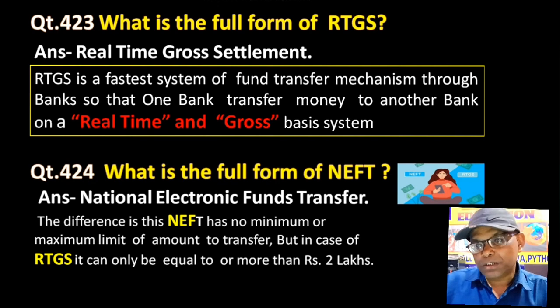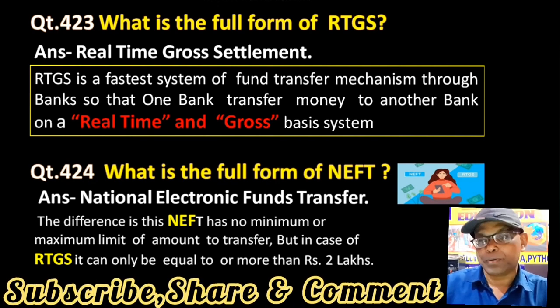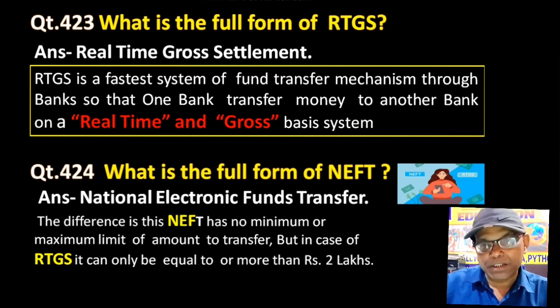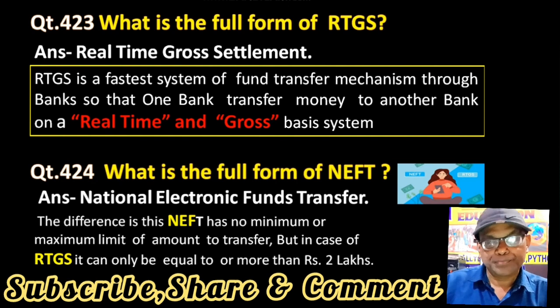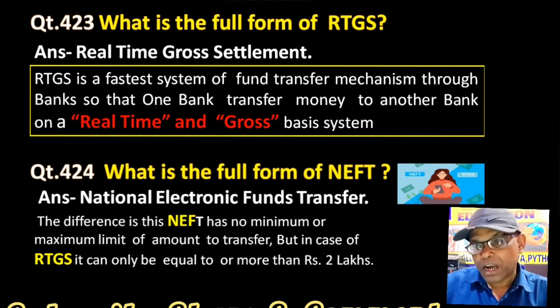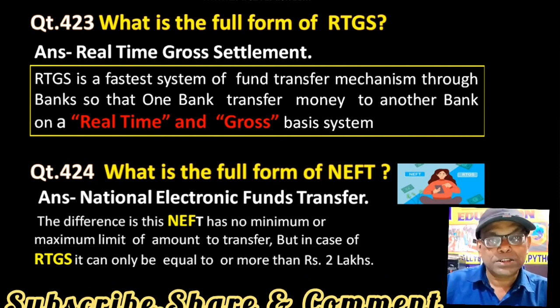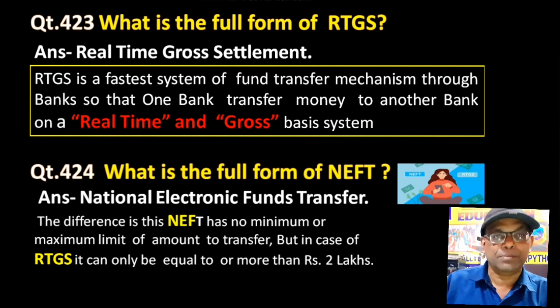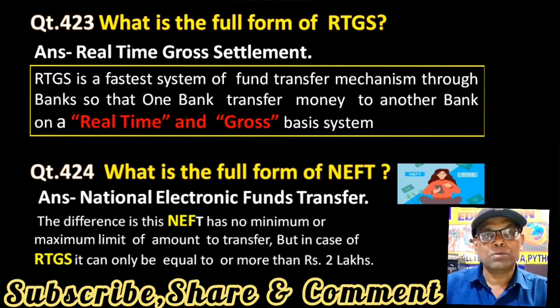The difference is this: NEFT has no minimum or maximum limit of amount to transfer. But in case of RTGS, it can only be equal to or more than 2 lakhs. NEFT transactions take around 2 hours to be processed, while RTGS transactions are very quick. So that is the difference between RTGS and NEFT. Both are banking-related terms for fund transfer from one account to another account through banks.